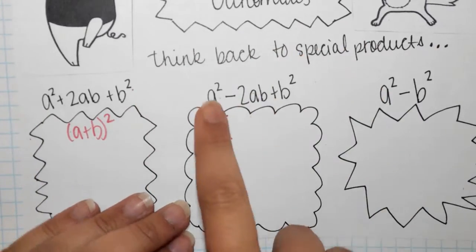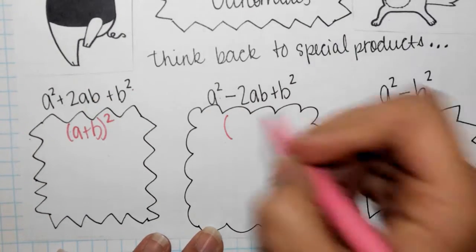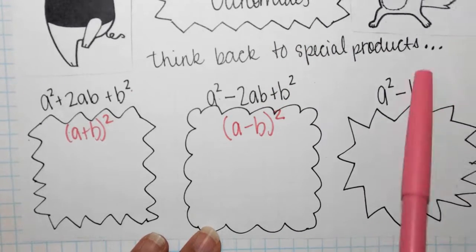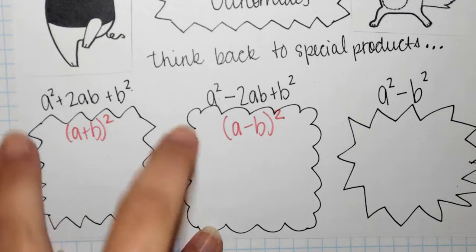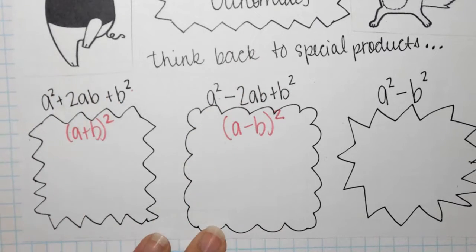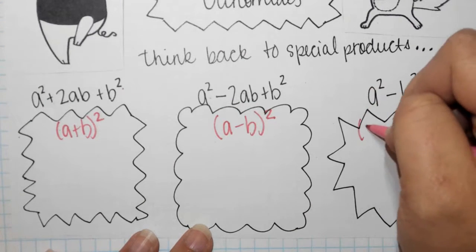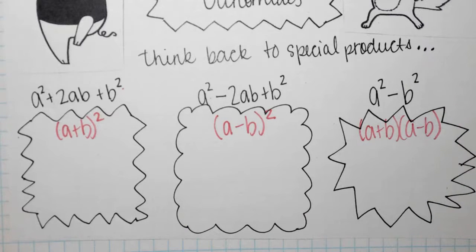Now what's different between the first box and the second box? It has a negative, so it would be A minus B quantity squared. And what's different about our third one? If they have 3 terms like this and they're perfect squares, you'll have one set of parentheses because it's the same thing. For this guy, this turns out to be A plus B times A minus B. Do you guys remember when we did this? Yeah, and you'll use FOIL.